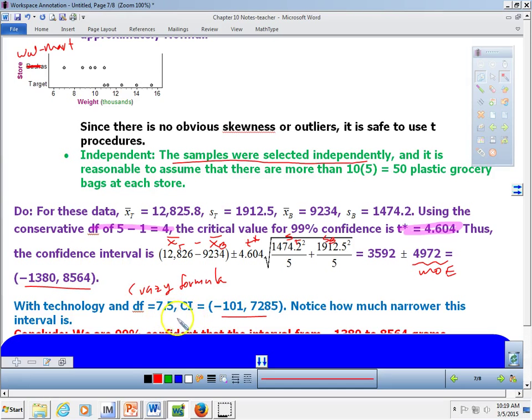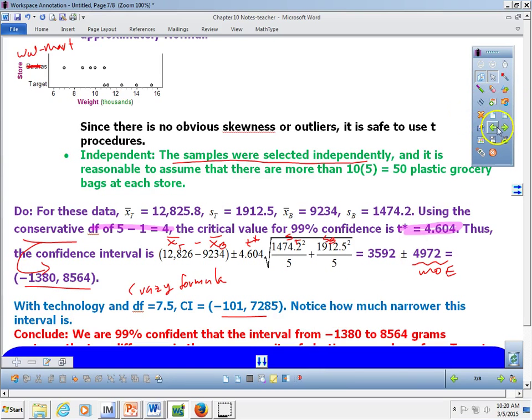If you're using the degrees of freedom of 7.5, this is going to be your interval. If you're using the degrees of freedom of 4, it gets you this interval. Okay, and notice how much bigger this interval is than this one. This is why this is the more conservative approach, because it gives you a bigger interval to capture more values. But the calculator gives you a smaller interval with the same confidence level, right? Which is kind of important.